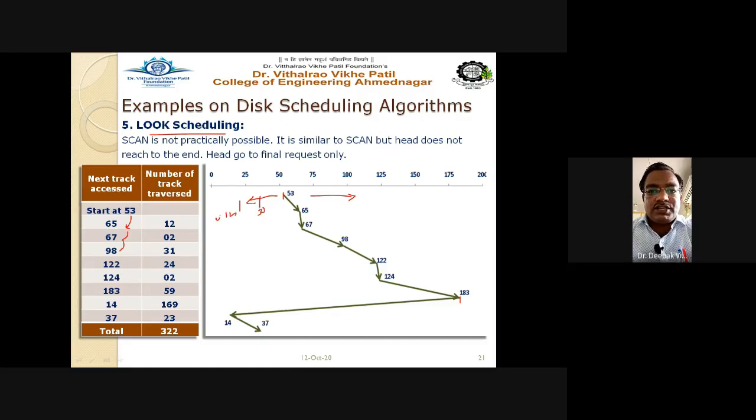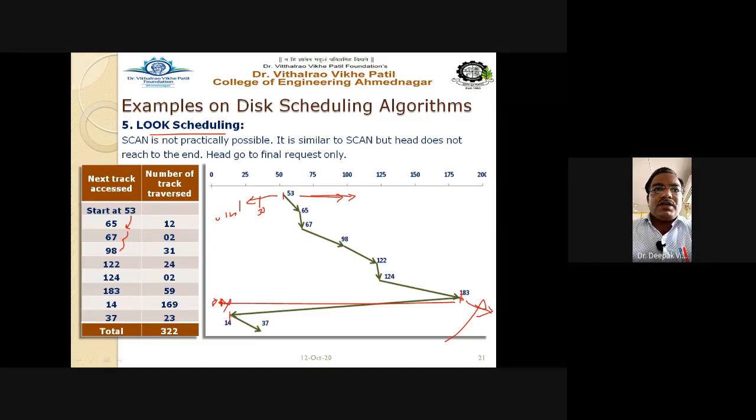This is in case of SCAN, but in case of the LOOK algorithm, it will start from the numbers higher than the current head position, and then reach 183, and it will not move toward 199 here. As soon as it reaches 183, which is the last request in that direction, on the right-hand side, it immediately reverses the head and moves toward the last request in the opposite direction. It will not move towards 0. It will move up to 14 only. So this is the difference between the SCAN and LOOK algorithms.